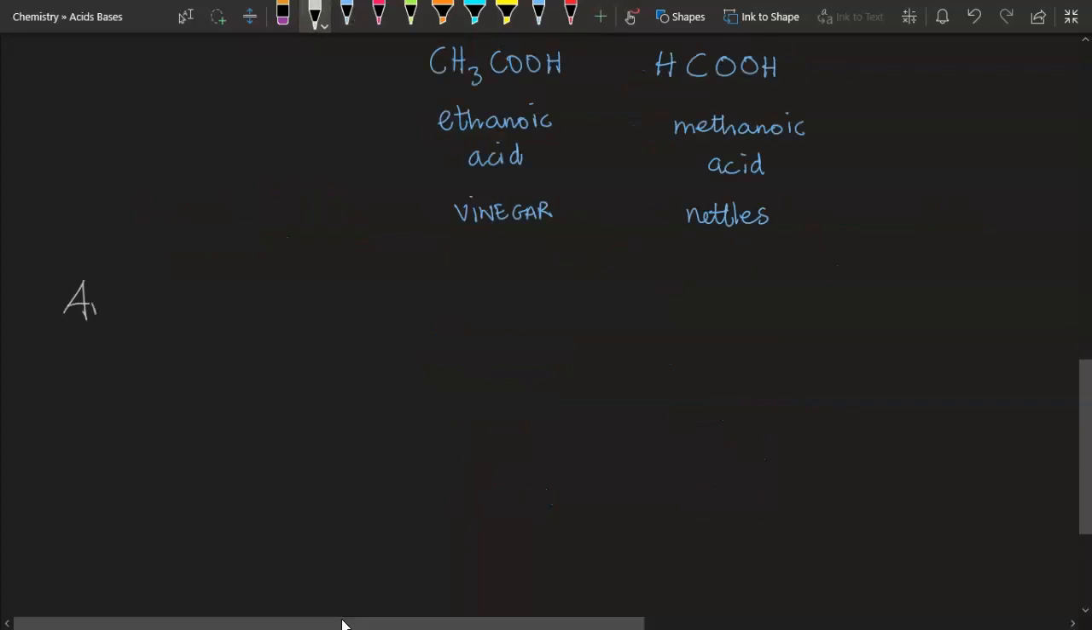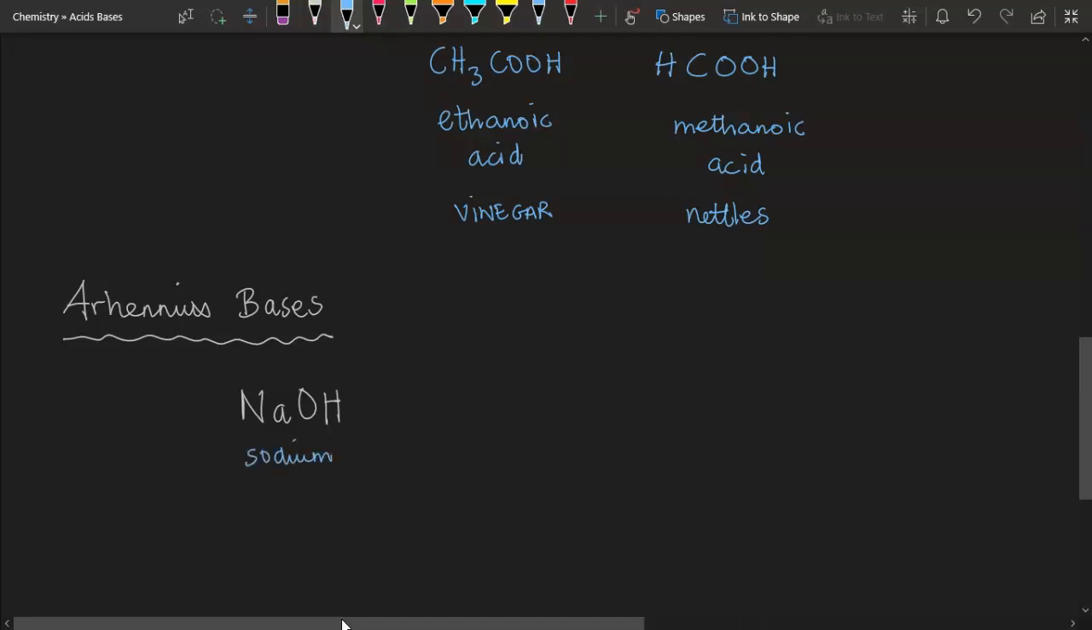Arrhenius bases. And again, this is very similar to the acids, except this time you're dealing with a base. So what's involved in an Arrhenius base? For example, let's say you have something like NaOH. So this is sodium hydroxide, and sodium hydroxide is quite a strong base.